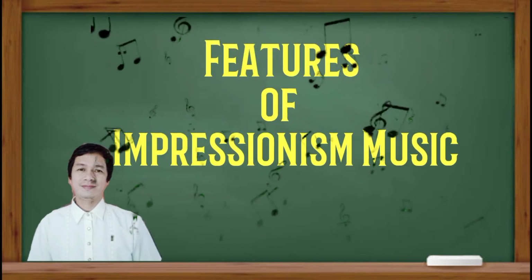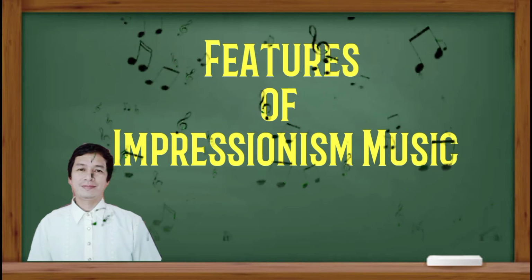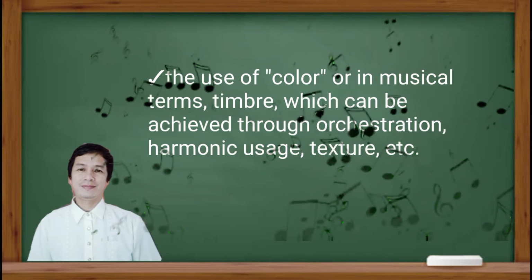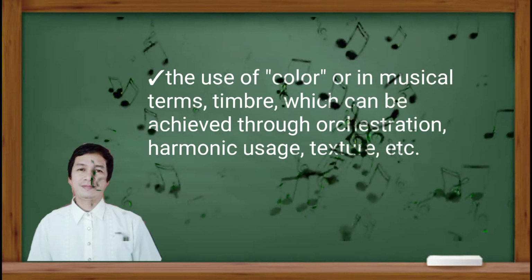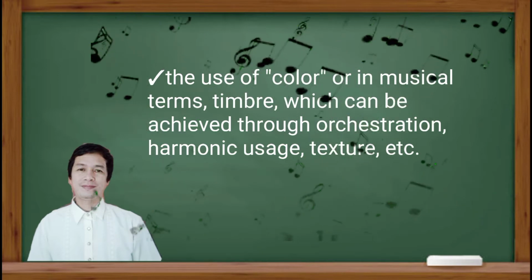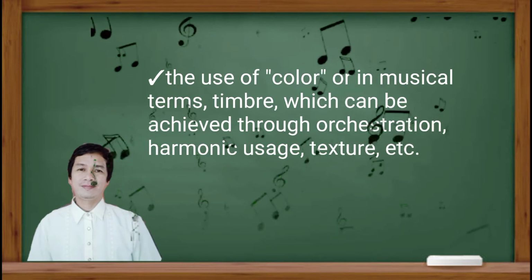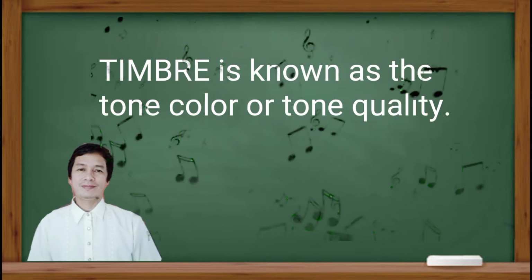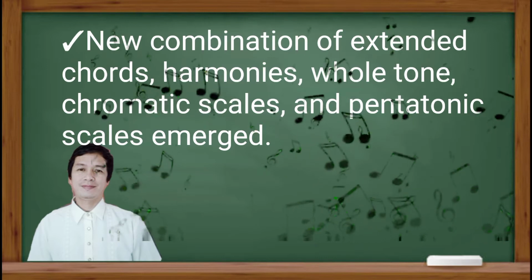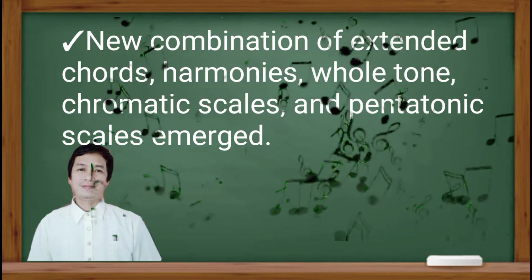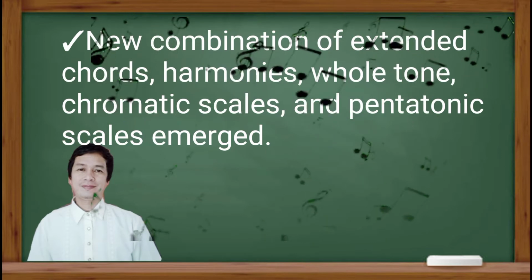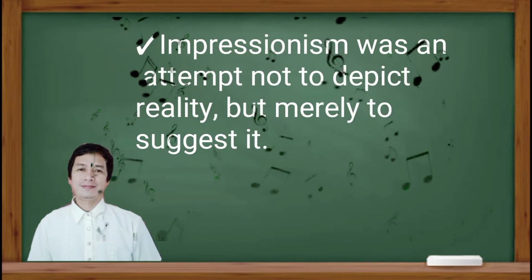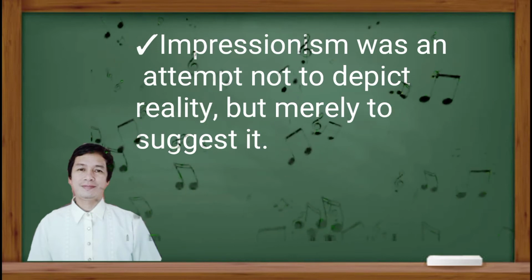Features of Impressionism music are as follows. The use of color, or in musical terms, timbre, which can be achieved through orchestration, harmonic usage, texture, etc. What is timbre? It is known as the tone color or tone quality. New combinations of extended chords, harmonies, whole tone, chromatic scales, and pentatonic scales emerge. Impressionism was an attempt not to depict reality, but merely to suggest it.